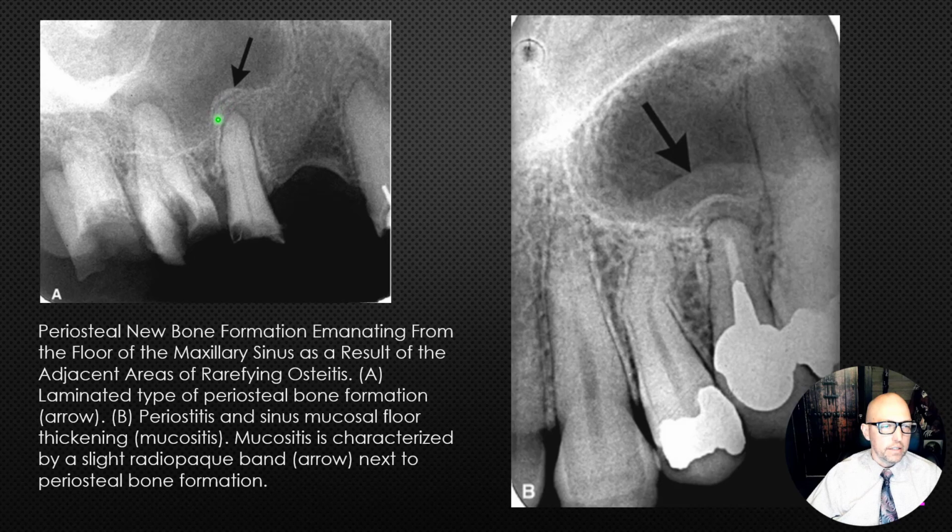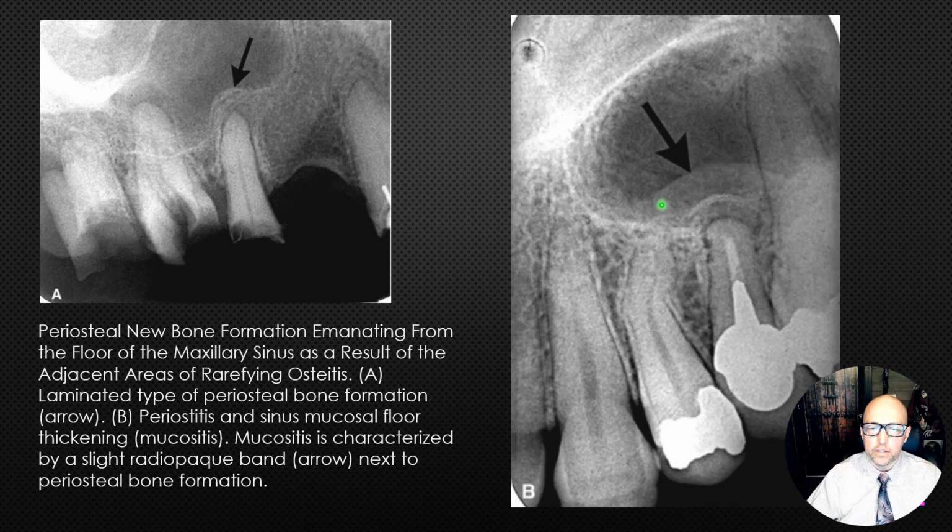And in this case, it lays down a layer right here. And you can see kind of this double layer of bone. That's from this periapical inflammatory lesion. See the radiolucency right here? Similar thing going on here. We get a little bit of sclerosis, a little periosteal reaction.